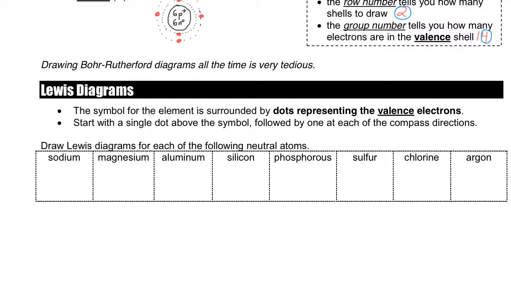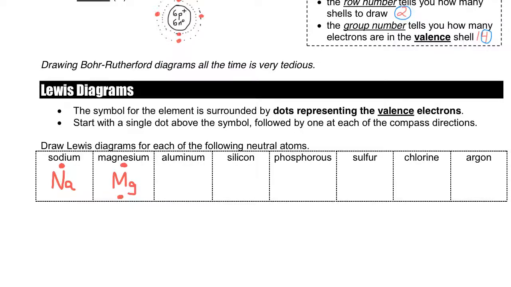So sodium, the symbol for sodium is Na. When I look at sodium on the periodic table, it is in group number 1. That means it has 1 valence electron. Magnesium has the symbol Mg. It's in group number 2, so it has 2 valence electrons. And I do the filling pattern, top, bottom, left, right, top, bottom, left, right, until I have enough.